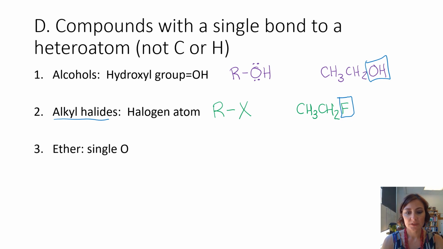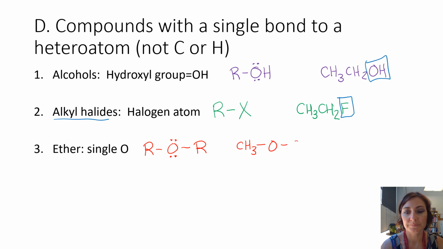All right, moving on. Ethers are single oxygens. Ethers are going to be in the middle of a chain. So I'll have a certain number of carbons that are bonded to an oxygen followed by a certain number of carbons. So I like to think of these guys as being sandwiched between carbon and hydrogen chains. Those are ethers.